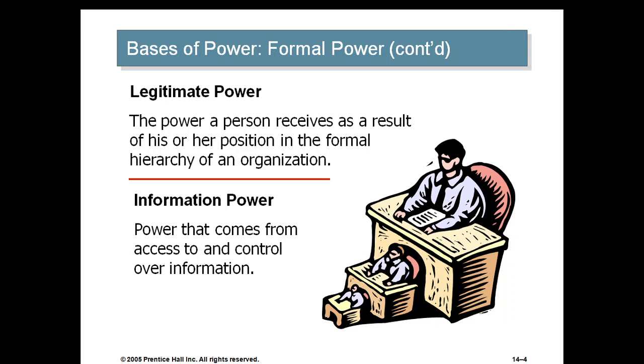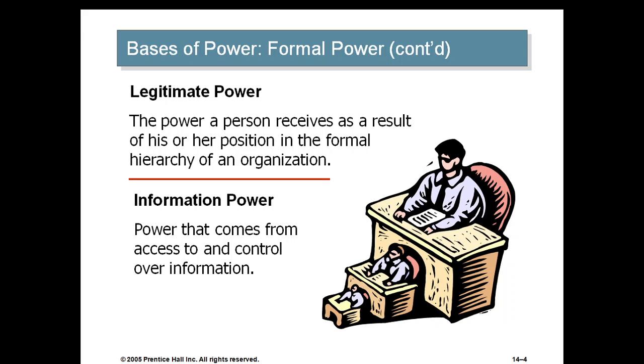Okay, there we go. Legitimate power, as we discussed earlier, is quite similar to formal power, where a person receives power as a result of his or her position in the formal hierarchy of an organization. Information power is power that comes from access to and control over information. There are certain people in an organization who are the custodians of sensitive information about the organization, and they are entrusted with the privilege of access to information in good faith and with a lot of trust that they will not misuse the power.